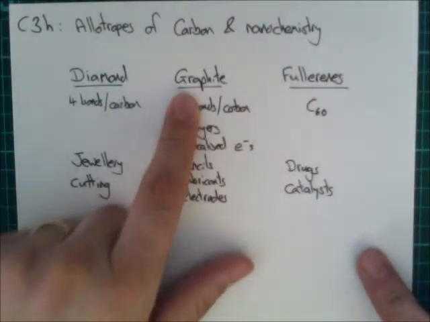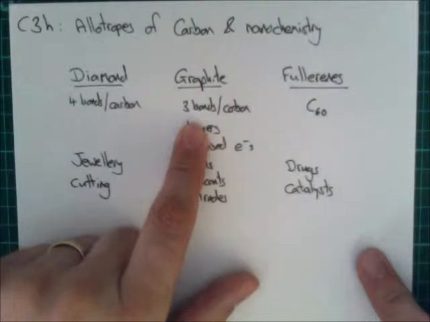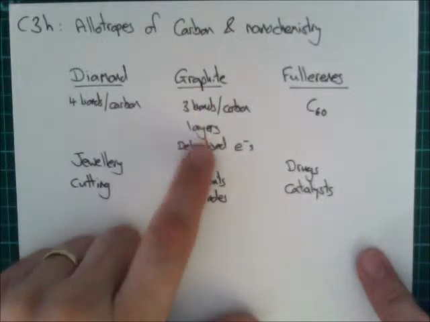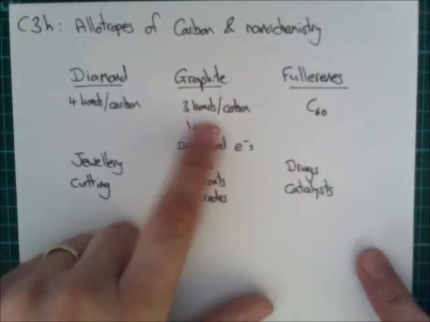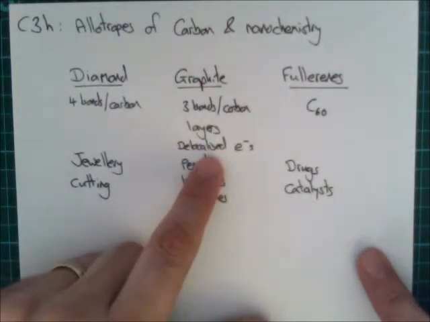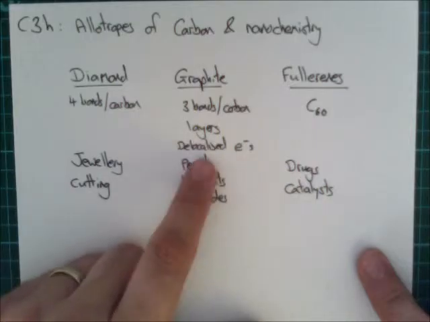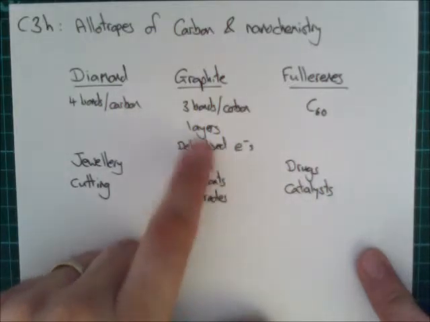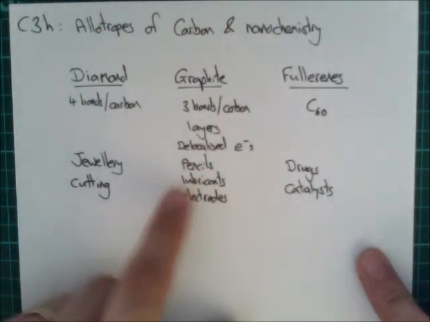Graphite, another form of carbon, is where carbons only have 3 bonds and they form layers, and these layers have got this extra bond that's not being used, so we have delocalized electrons above and below each plane. This allows it to conduct electricity because of the electrons freely moving between layers.